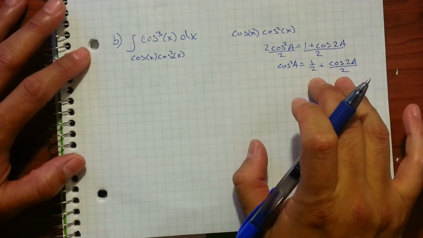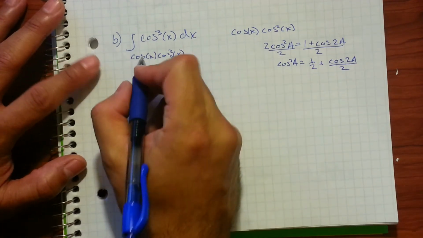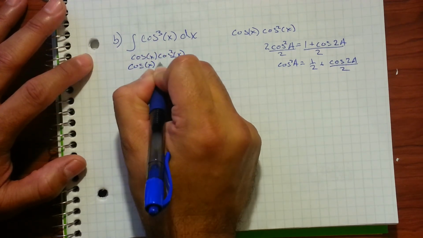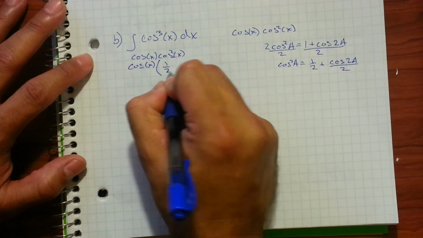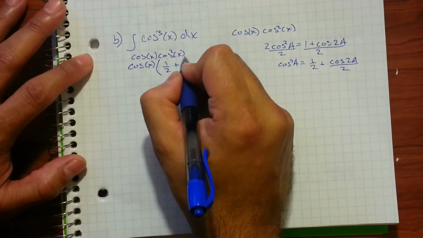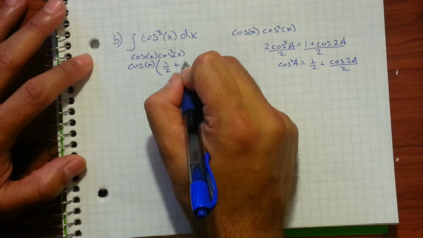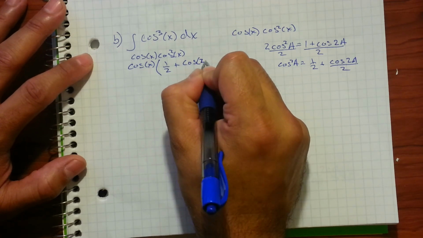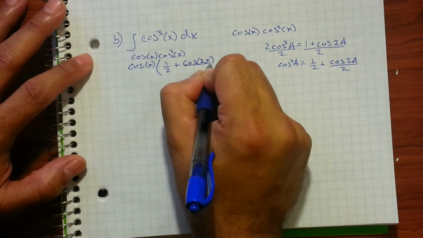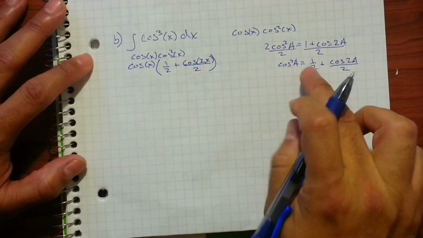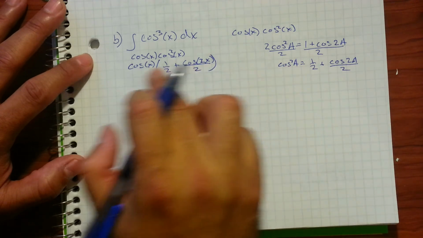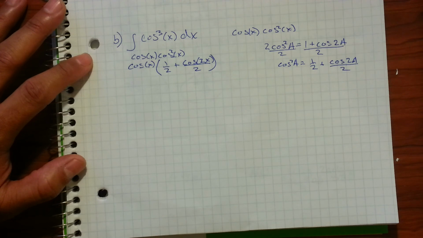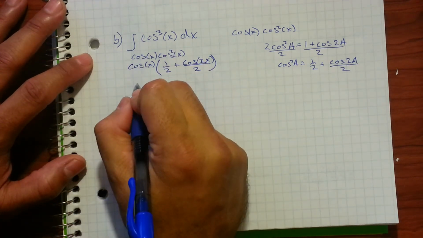So I have those there, and I'm going to replace that here. So I'm going to have cosine x times 1/2 plus, let me see, cosine 2x over 2. So I replaced this right here with my cosine squared. So now what I could do from here is multiply those together. So I'm going to distribute.